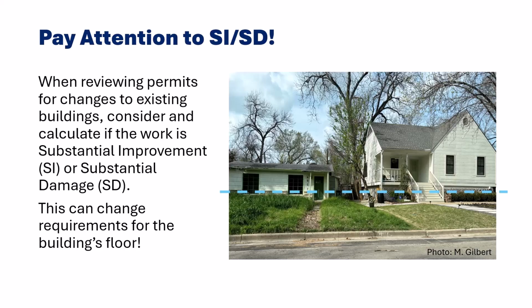The state's new floodplain permit template helps to cue you if a building is new construction or a change to an existing building. When reviewing permits for changes to existing buildings, it's important to calculate if the work is substantial improvement or substantial damage. Does the cost of the work equal or exceed 50% of the structure's market value prior to the improvement or damage? Why do we care about that? Because it can change the requirements for the building's lowest floor.